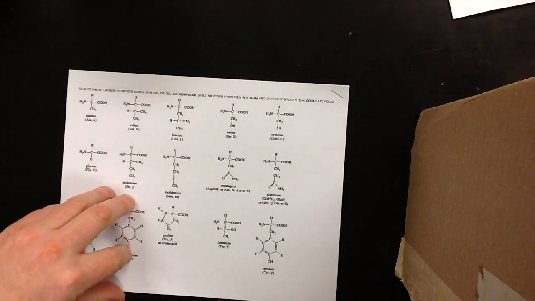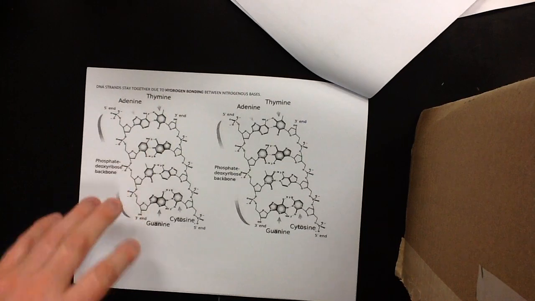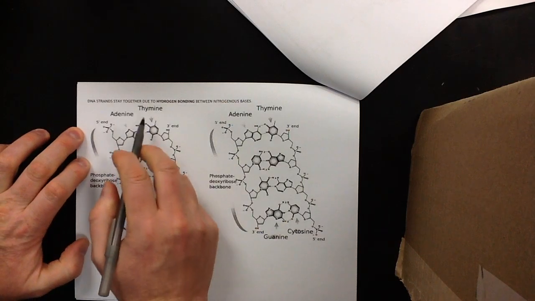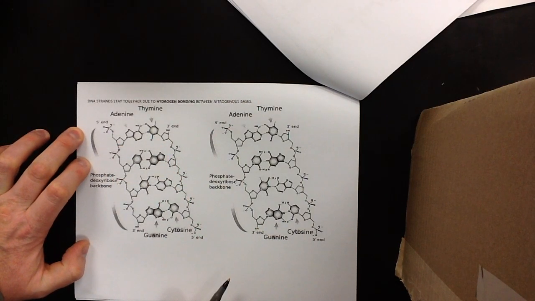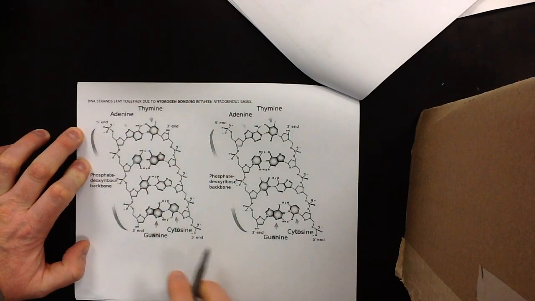In this video, I want to cover the second part of the assignment, where we have a look at DNA molecules. I just need to find a pen. I have 4 different nucleotides that make up DNA: adenine, thymine, guanine, cytosine.